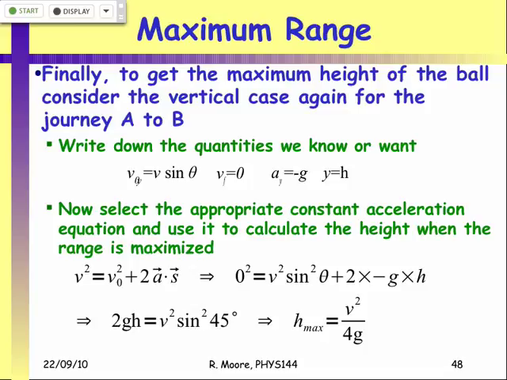And then if we want to calculate the height, all we do is go back to the vertical component of acceleration. We use a slightly different constant acceleration equation, stick in our value for theta that we just calculated, and we can calculate the height. The maximum height is v squared over 4g. So the height of the projectile is a quarter of the maximum range.